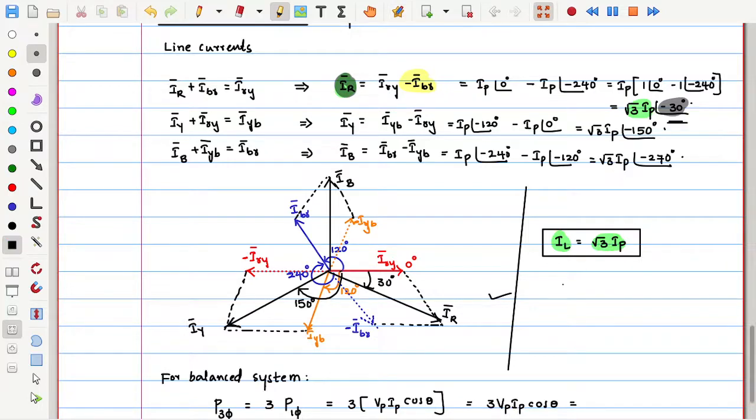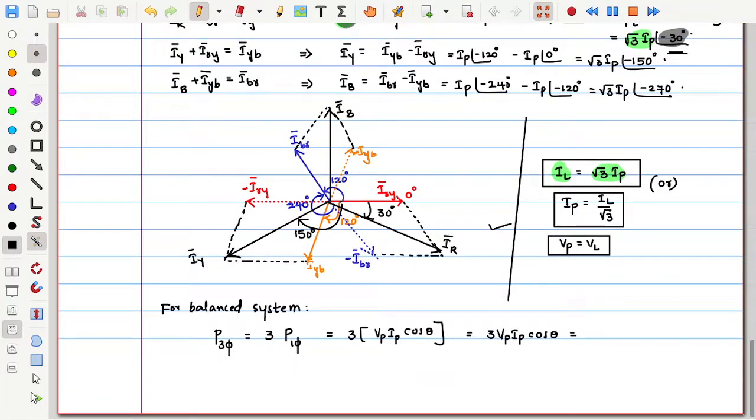So this form will be remembered: the phase current is equal to the line current by root 3. Either way you can say, both are the same. But what about phase voltage? Phase voltage is equal to line voltage. I am talking only about magnitudes. Angles may be different, but magnitudes are the same. Now, using IP equal to IL by root 3 and VP equal to VL, I can write VP equal to VL for a delta connection and IP equal to IL by root 3 for a delta connection.